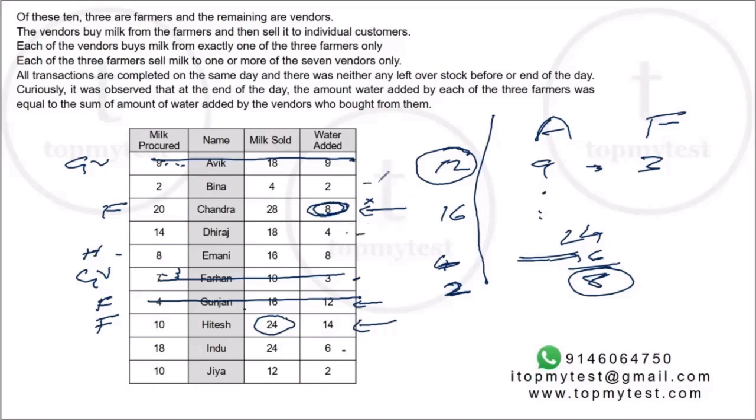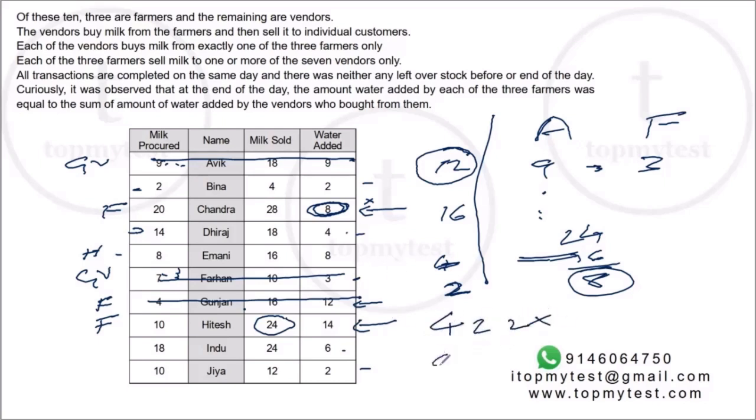So if I take 4, 2 and 2, that will be 8. Let's look at the total milk acquired by these people. 2 plus 14 is 16. 16 plus 10 is only 26, but Chandra sells 28. So 4, 2, 2 is out.